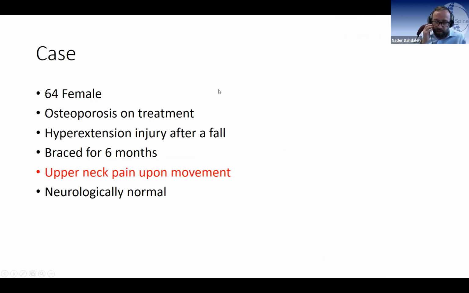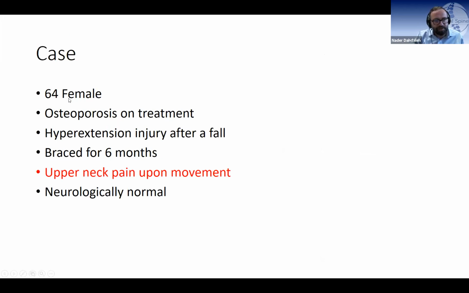So here's a series of C2 fractures, each treated differently. I'm going to go through them relatively fast because it just shows the different options you have for treating these patients with a C2 fracture.